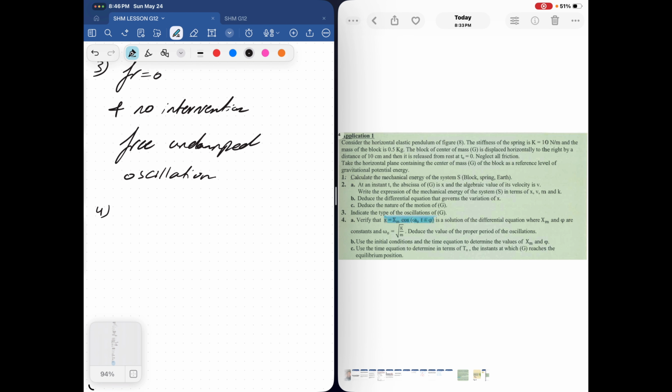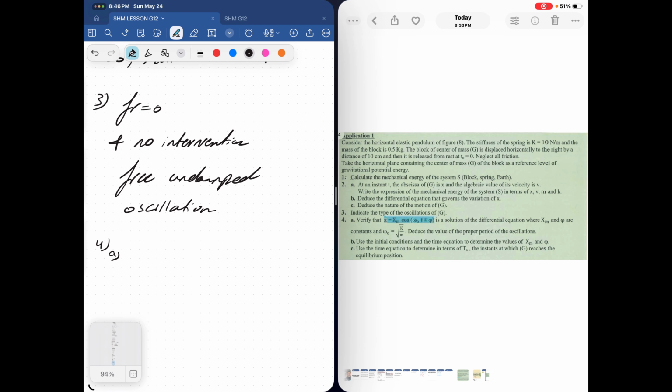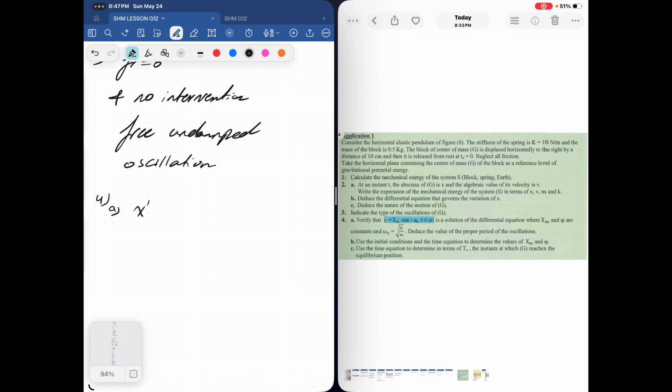Part 4a. Verify that x is equal to this is a solution of the differential equation. Since we have already found that the differential equation is as follows, we want to now prove that x is equal to xm cosine of w0 t plus phi is a solution, of course, given that w0 is equal to radical k over m.